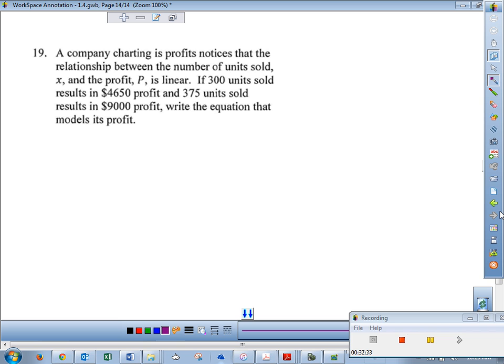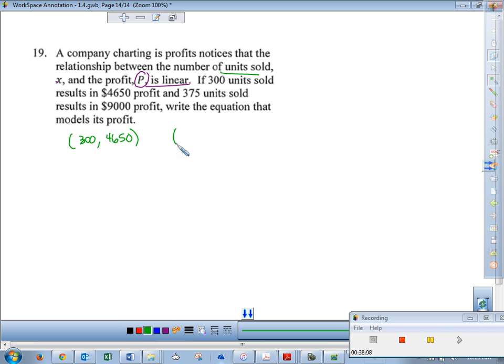The company charting its profits notices that the relationship with the units sold, X, and the profit P is linear. If 300 units results in this profit and 375 units results in this profit, write the equation that models its profit. So they tell you it's linear. They give you information, X and Y basically right here. All this stuff tells you to get two ordered pairs. So units sold is X. So don't we have 300 units sold right here? And then do you know the actual amount of profit in that situation? That would be 46.50. Everyone down with where that ordered pair came from right there.